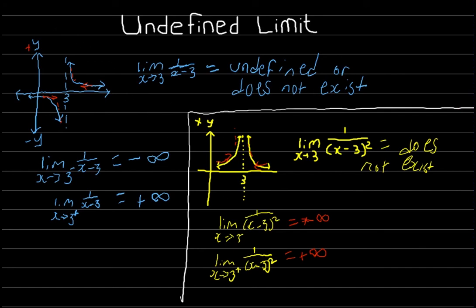But in some textbooks, they usually write that the limit of 1 over x minus 3 all squared as x tends to 3 is positive infinity. But as I've said, because it is unbounded at this part, the graph continues to infinity, so we say it does not exist.